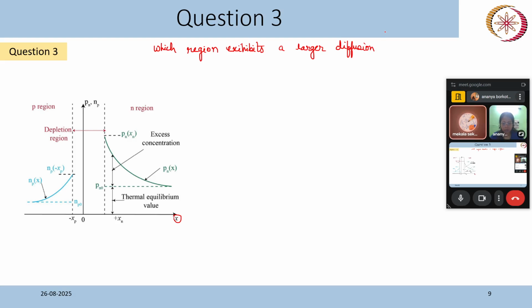Actually, in this question, there is a shift towards the left-hand side, right? According to this graph, the governing equation should be ln(np/ni²) minus qVa/kT, right? Sorry, can you repeat? I didn't understand what you were saying. This is n naught p naught, right?